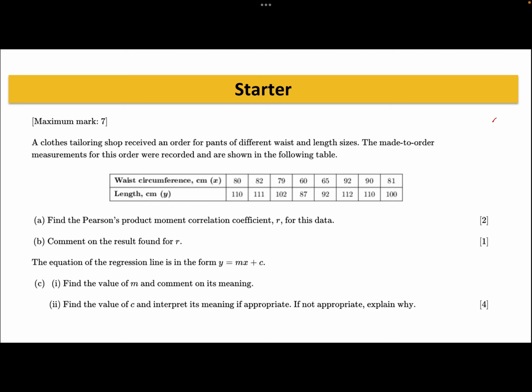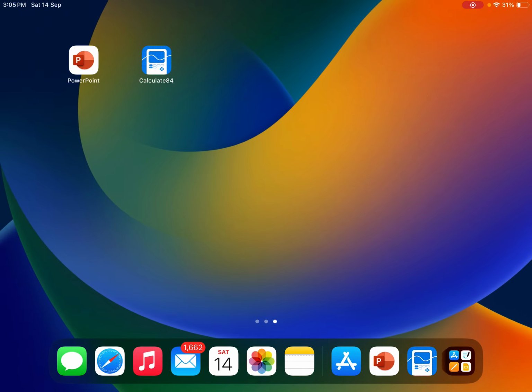Now hopefully you're able to solve this question, and we're going to check the answers and see if you are able to do this with the GDC as well. So I'm going to put all the data, which is the waist circumference and the length, onto the GDC. Just for this demonstration, we're going to be using only the TI-84. If you need me to show it with the other calculators, I'll be happy to do it as well. So let's get going with the TI-84.